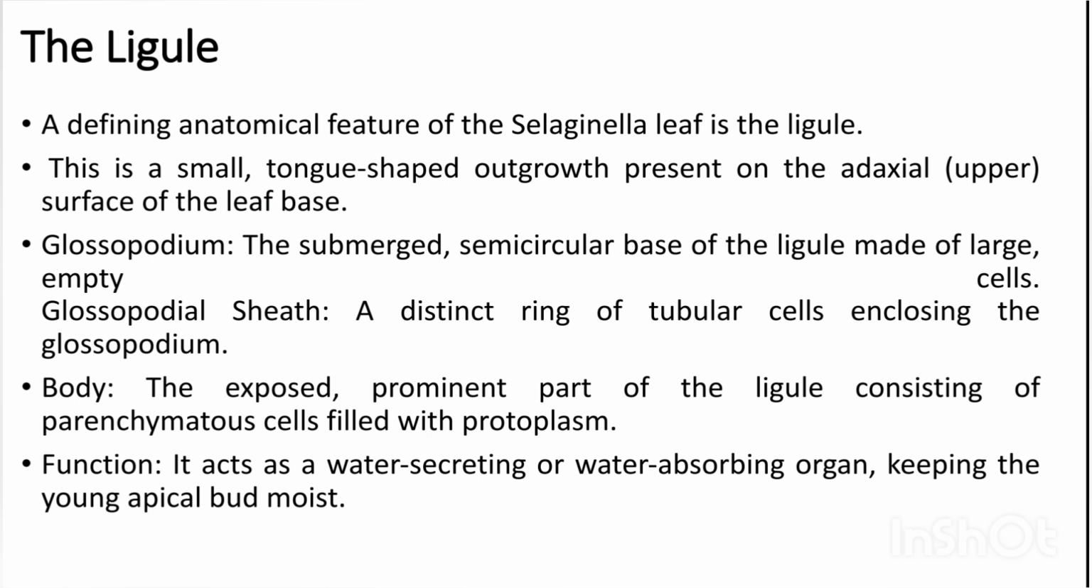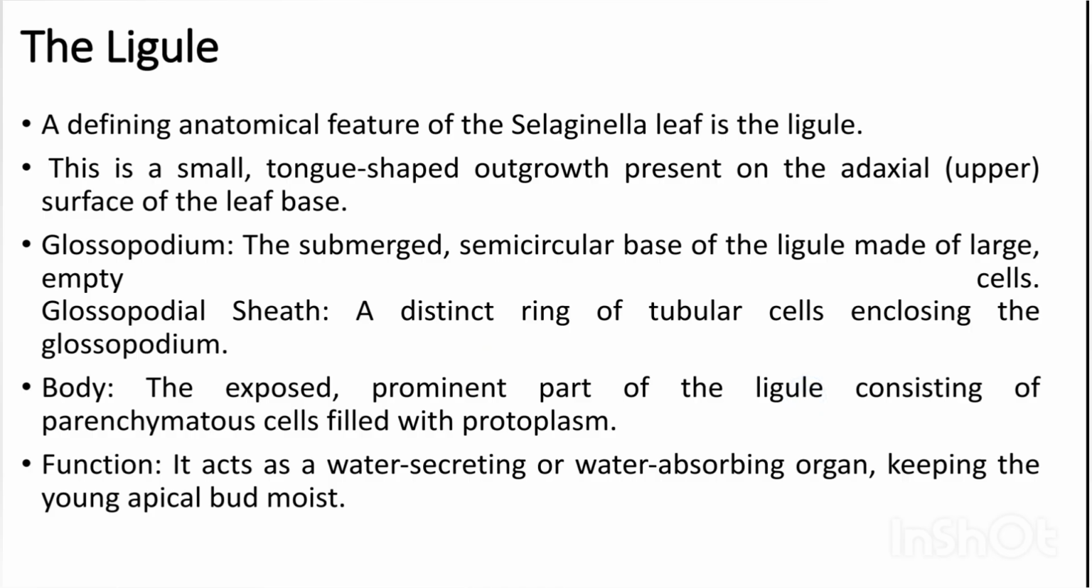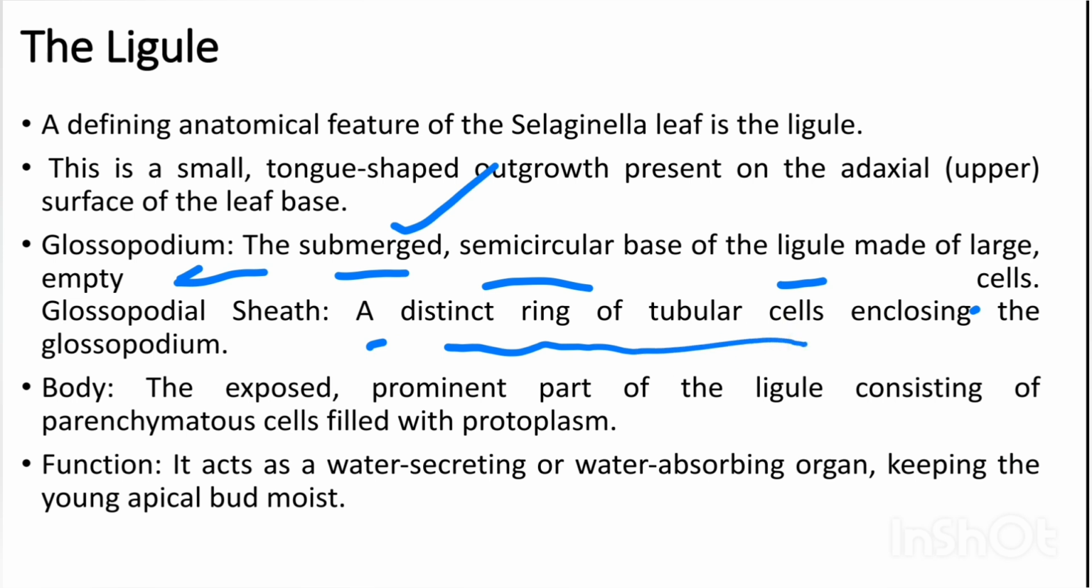Next, the ligule. Ligule is present at the base. That ligule can be differentiated into an elongated part called ligule and a broad base called glossopodium. Glossopodium is the submerged semicircular base of the ligule made up of large empty cells. And the glossopodial sheath is a distinct ring of tubular cells enclosing the glossopodium.